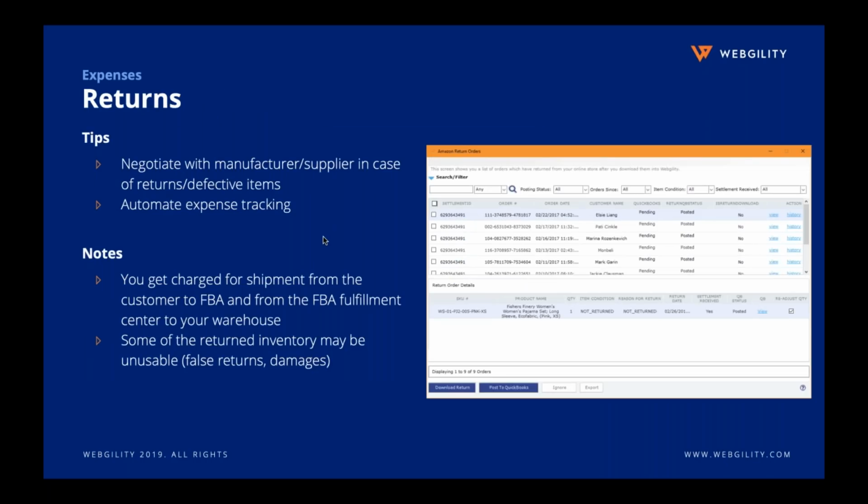Returns, as I mentioned, returns is a black hole within FBA. So really, if you want to be able to negotiate with your manufacturer for returns or defective items, see what the options are with that particular manufacturer. And then again, you want to automate your expense tracking. So see what the returns are coming in. You always get charged for that. You get charged for the shipping. You want to make sure that Amazon is doing the right action for the returns that are coming in.